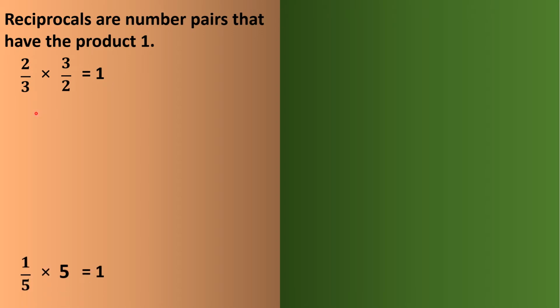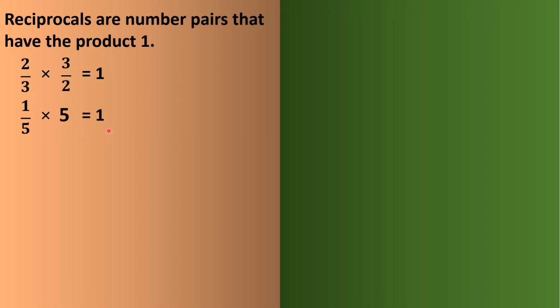One more example is here. 1 by 5. 1 is the numerator, 5 is the denominator. When we multiply 1 by 5 with the whole number 5, we get the product 1. It means 1 by 5 and 5 are reciprocal to each other. So here we can say that reciprocals are the number pairs that have the product 1.